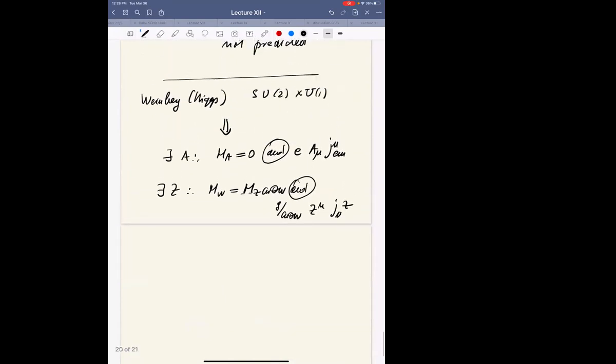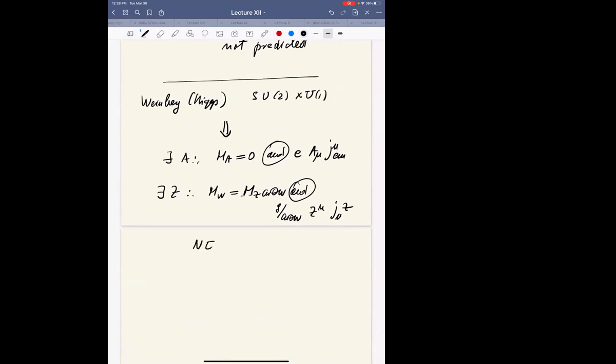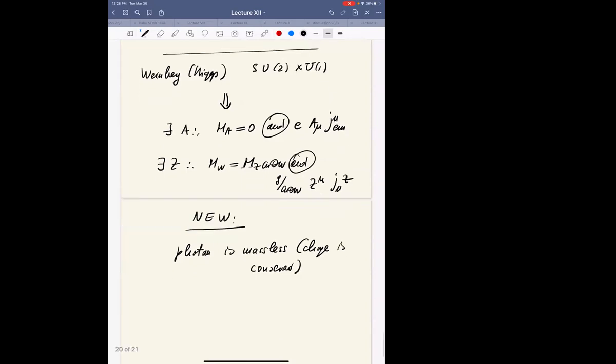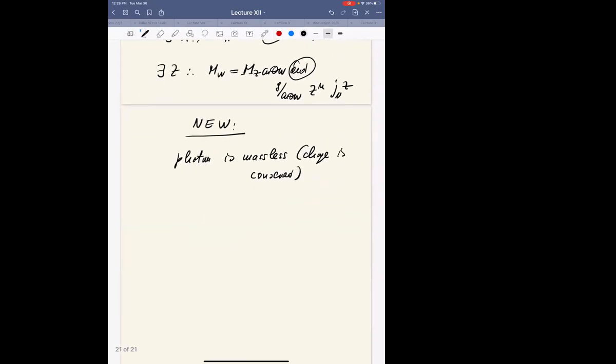So what is new? Photon is massless. Charge is conserved. And W and Z masses are correlated. This is new.